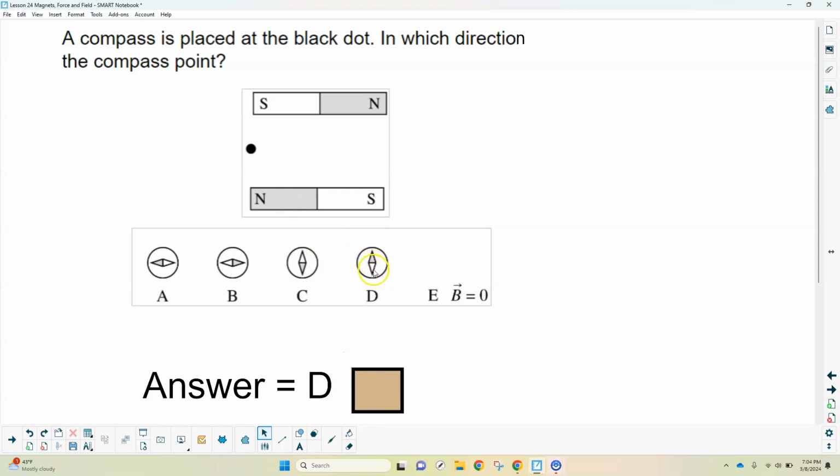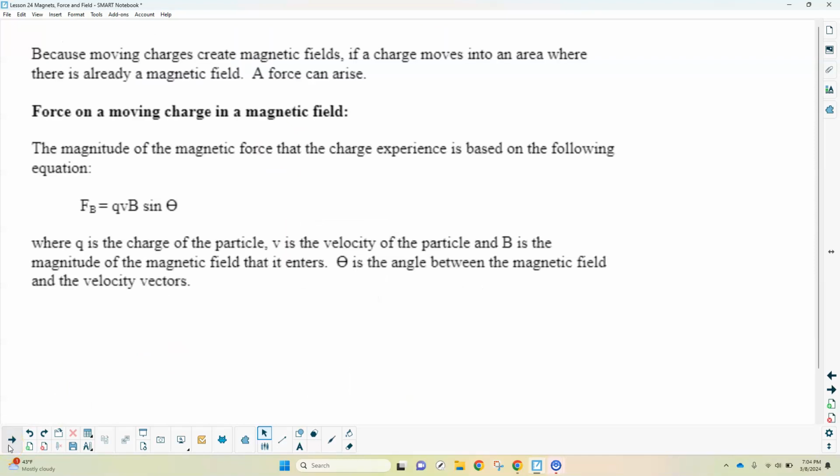It makes sense because the south end is going to be attracted to the north, and the north is going to be attracted towards the south. So it's pretty straightforward. It's just showing you the direction that the magnetic field would be directed. All right, we've talked about magnetic fields a little bit, and we'll come back to them.